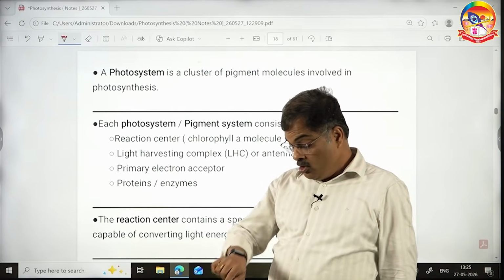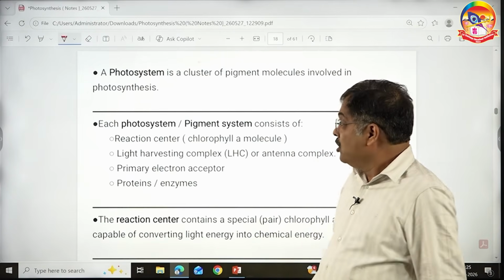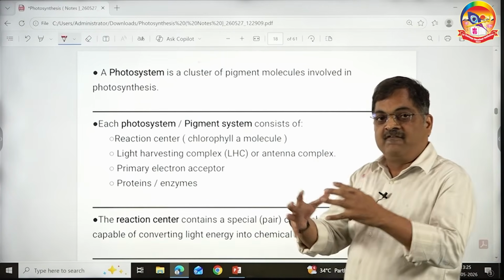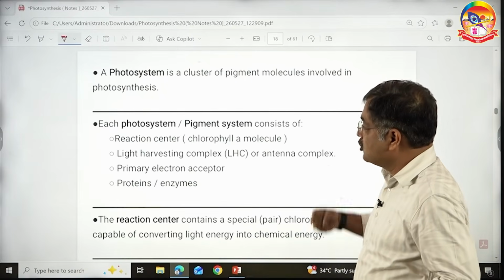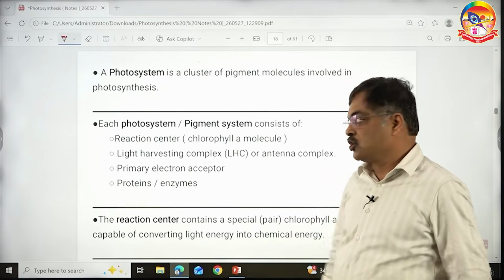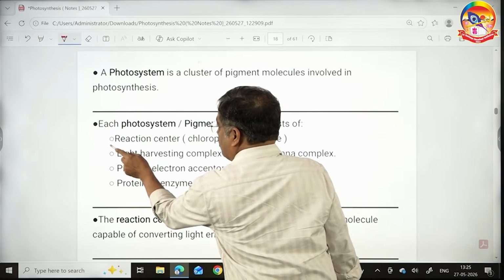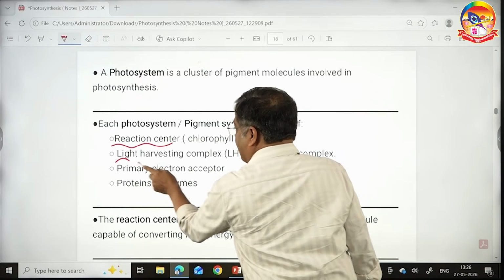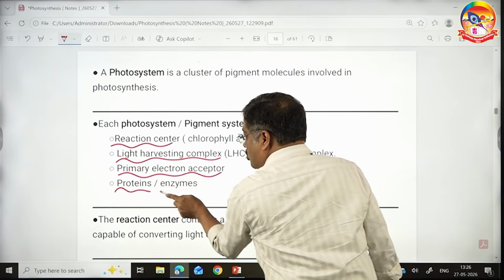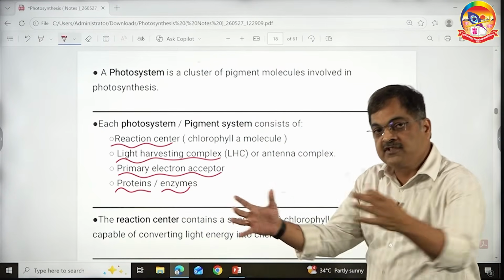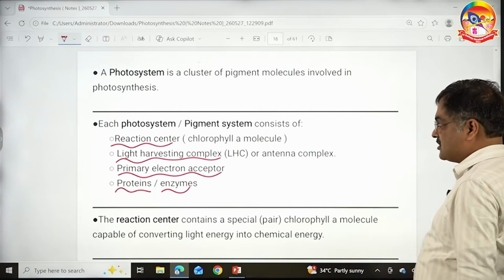Already I was talking about what is the meaning of photosystem. Photosystem is a cluster of pigments, a group of pigments involved in photosynthesis. Now, what does a photosystem include? A photosystem includes a reaction center, a light harvesting complex, a primary electron acceptor, and some proteins and enzymes. All these four put together is said to be a photosystem.